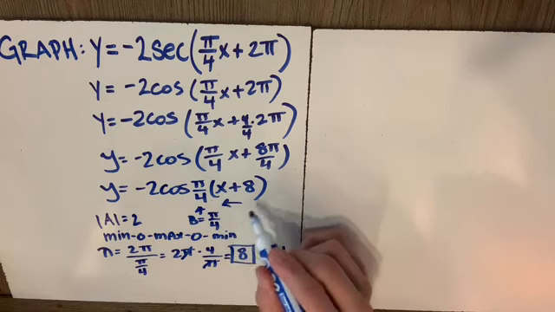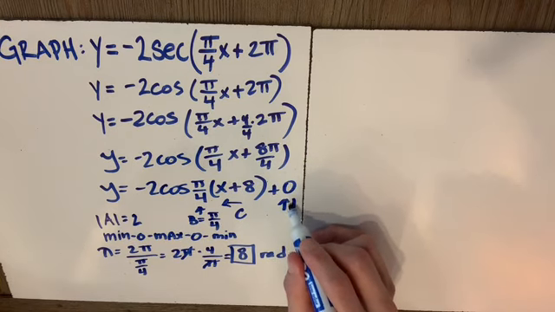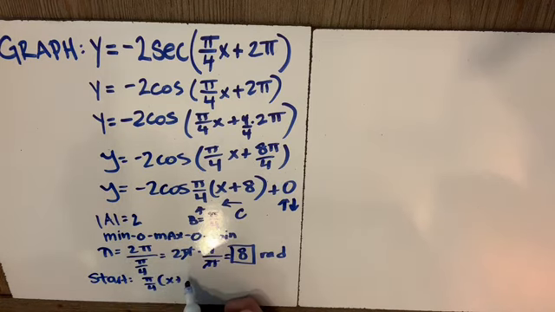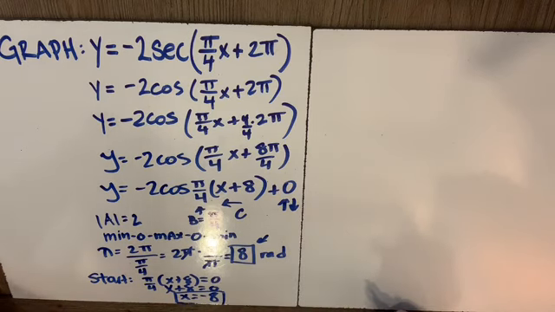And look how nice and easy this is. x plus 8 is going to shift us to the left 8. That's our C. And plus 0, we're up and down 0. So we can start this at pi over 4 times x plus 8 equals 0. Divide both sides by pi over 4, or multiply by the reciprocal 4 over pi, which gives us x plus 8 equals 0. So x equals negative 8. By the way, our period is 8. If I'm starting at negative 8 and I have to go forward 8 radians, where should I stop? You guessed it, 0.